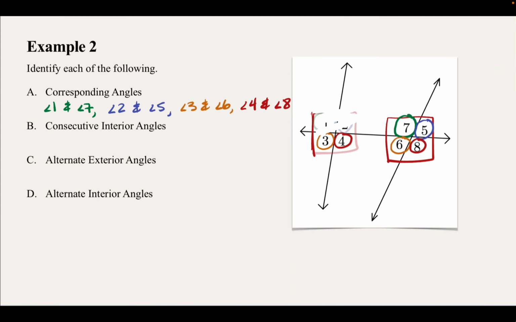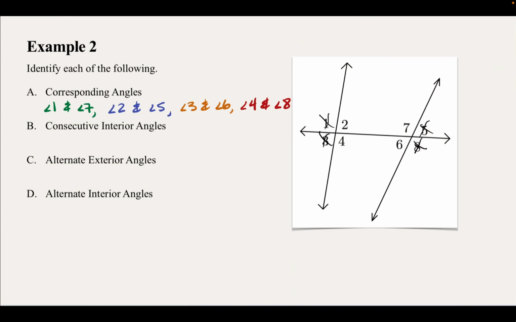All right, I'm going to go ahead and erase this so we can talk about the next set. So our next set is consecutive interior angles. You might also hear these called same side interior angles, just another name for it. Interior means inside those two lines. So these two lines have an interior, all this, and they have an exterior, all that. We want the interior, which means I'm going to cross out the angles that are not going to work, the angles that are on the exterior.